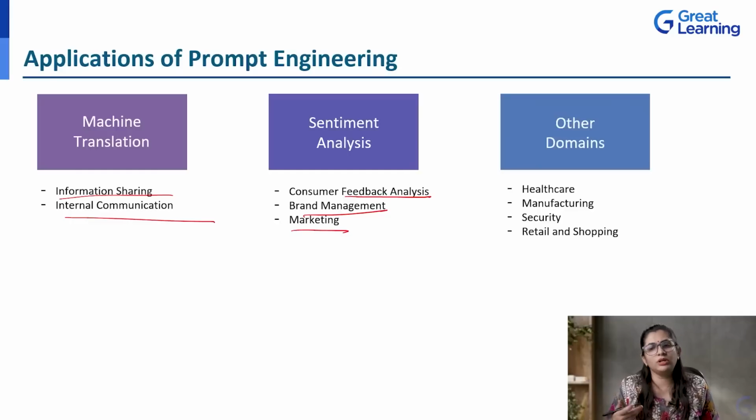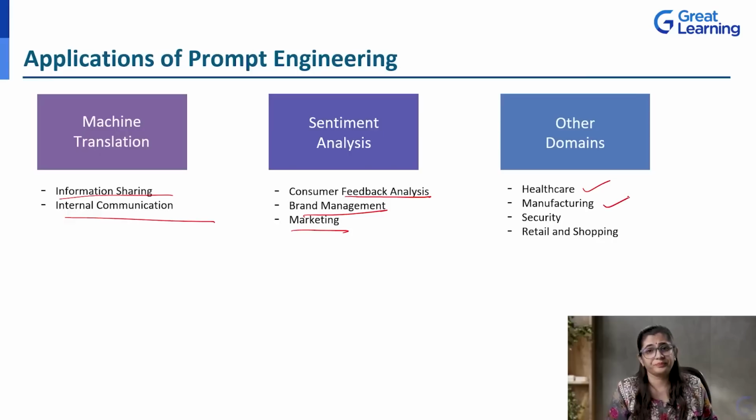Other domains include healthcare, where you can do diagnosis. You can create a system using a generative model to diagnose a disease, and you can design prompts like, okay, my patient is this, has a history of this, now these are the symptoms, what is your diagnosis?